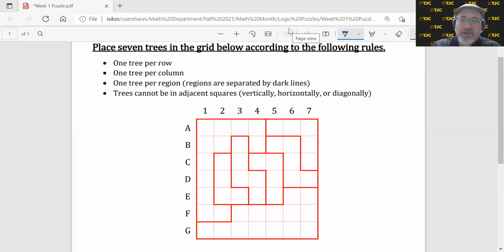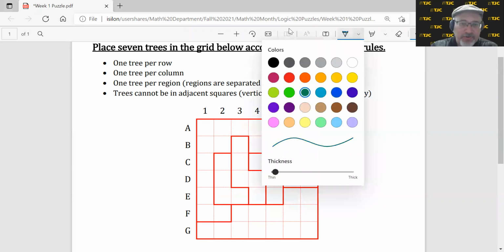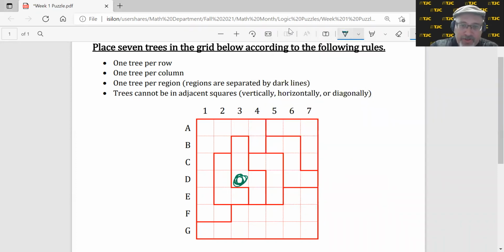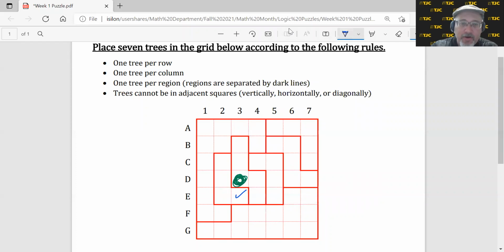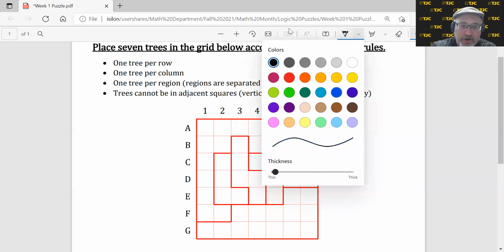For example, look at cell D3. If we put a tree there, then by the adjacency rule, it would take out E3, no tree there. Let's put an X. It would take out cell E3 by adjacency, cell E2 by adjacency, cell D2 by adjacency, and cell C2 by adjacency. And therefore, the region containing those 4 X's would not have a location to put a tree. Since we have to have a tree in there, that means that there cannot be a tree in cell D3. So we'll put an X in cell D3, meaning no tree there.